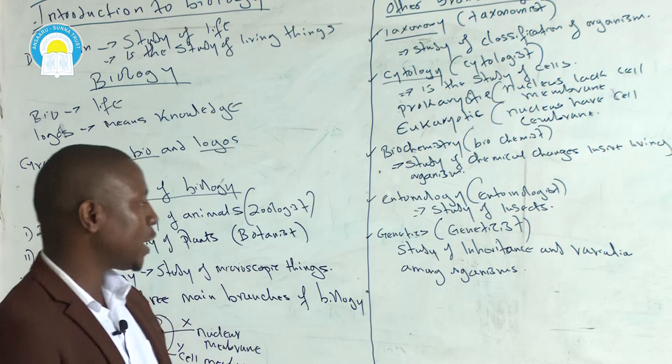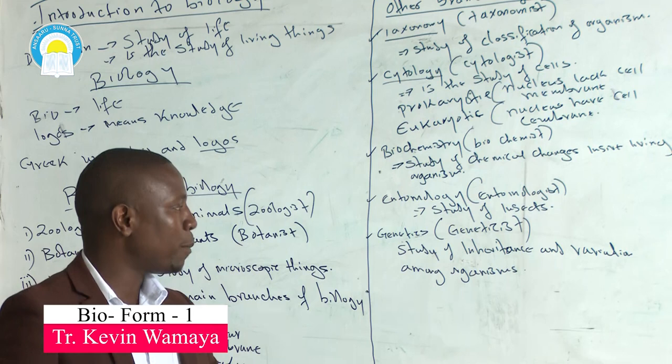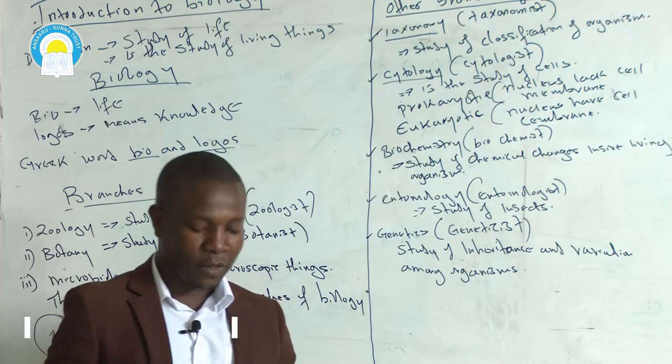So when others are tall, others short, dark skin, light skin, we call it variation. But when you talk about inheritance, we look for the things that you inherited from your parents. If your father is dark skinned and your mother is light skinned, and you were born as what? Dark skinned. You took the genes from your father. That's what we look at in genetics, the study of inheritance and variation.